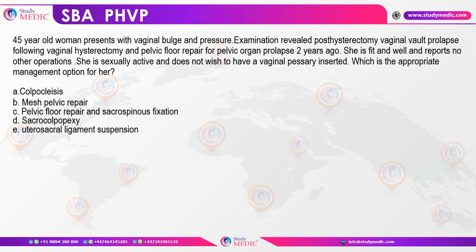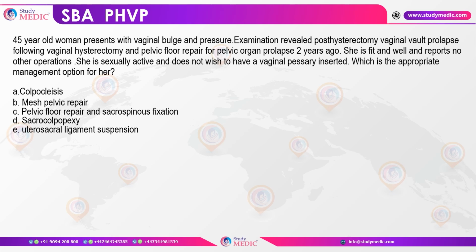Okay, you have the option of a colpocleisis, mesh repair, pelvic floor repair and sacrospinous fixation, sacrocolpopexy or uterosacral ligament suspension. So colpocleisis is out because she is sexually active. Mesh is nowadays not offered. Pelvic floor repair and sacrospinous fixation, we just discussed that it is not usually offered for women who are sexually active. Uterosacral ligament suspension cannot be done now. The only option left is a sacrocolpopexy.